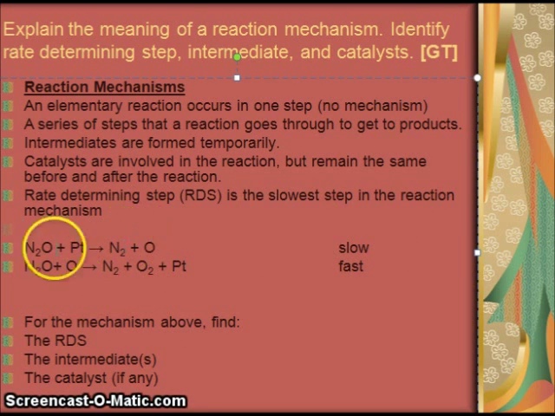Now, once that occurs, the N2O can react with a second one, can react with that single oxygen formed here to produce N2 plus O2, and we're reforming that platinum catalyst. So the rate determining step would be this first one. The intermediate would be this one right here, the single atom oxygen. The catalyst would be the platinum.